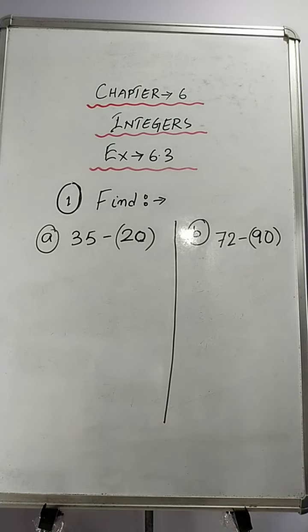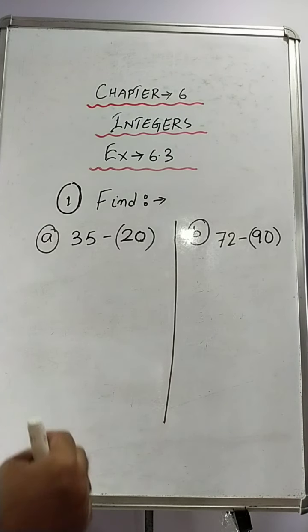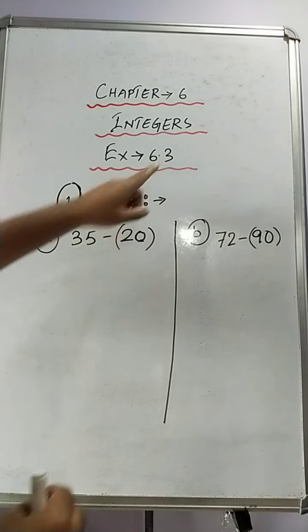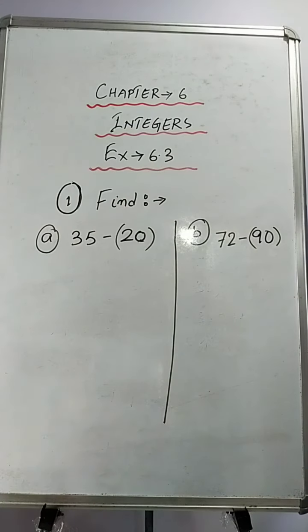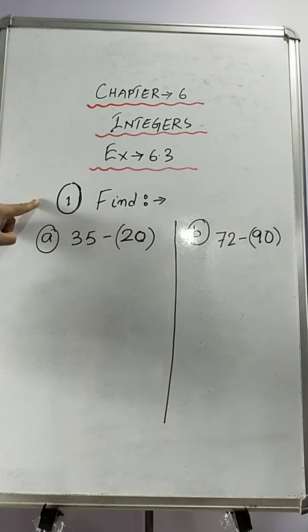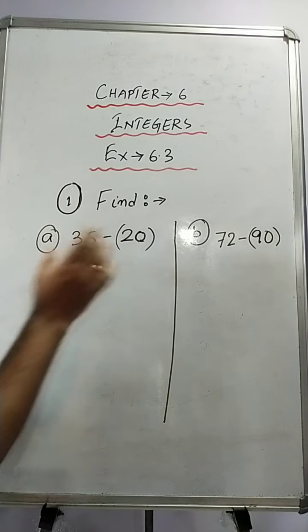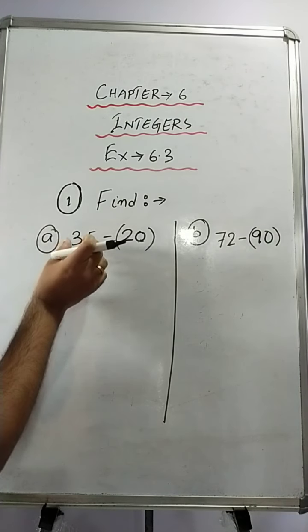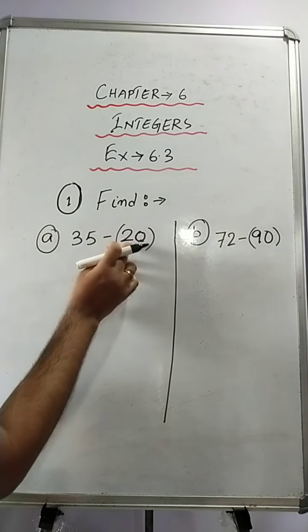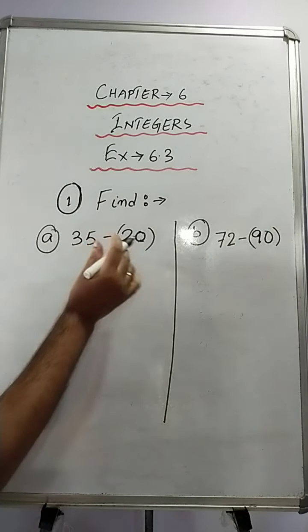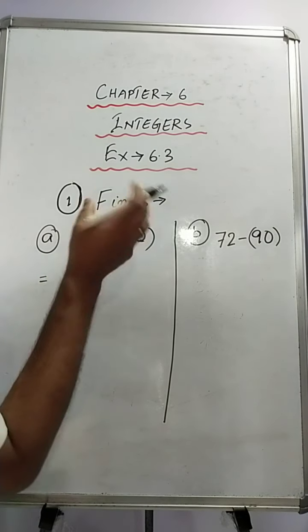Students, today we'll start a new exercise, exercise 6.3, chapter Integers, and today I will explain question number 1 and question number 2. In question number 1, sum A, we have 35 minus, inside the bracket, 20. The first thing we have to do is open the bracket.